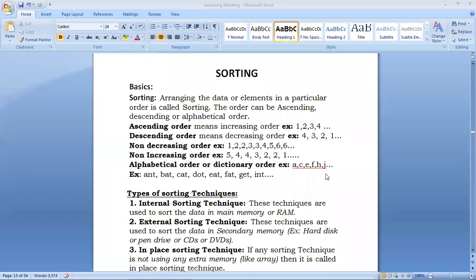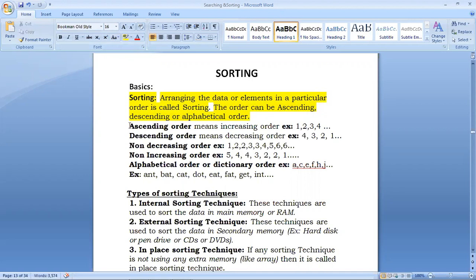In this video, we try to understand the basic concepts of sorting. So if we see some basics, what do you mean by sorting? Sorting means arranging the data or elements in a particular order is called sorting. The order can be ascending, descending or alphabetical order.